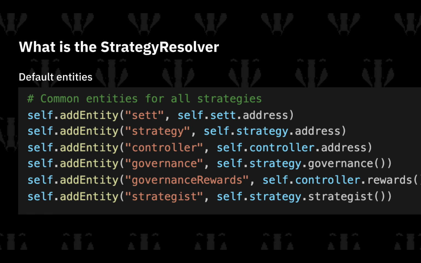So the way this works is you're gonna have a bunch of entities that are already set up for you, and you can see the names here.